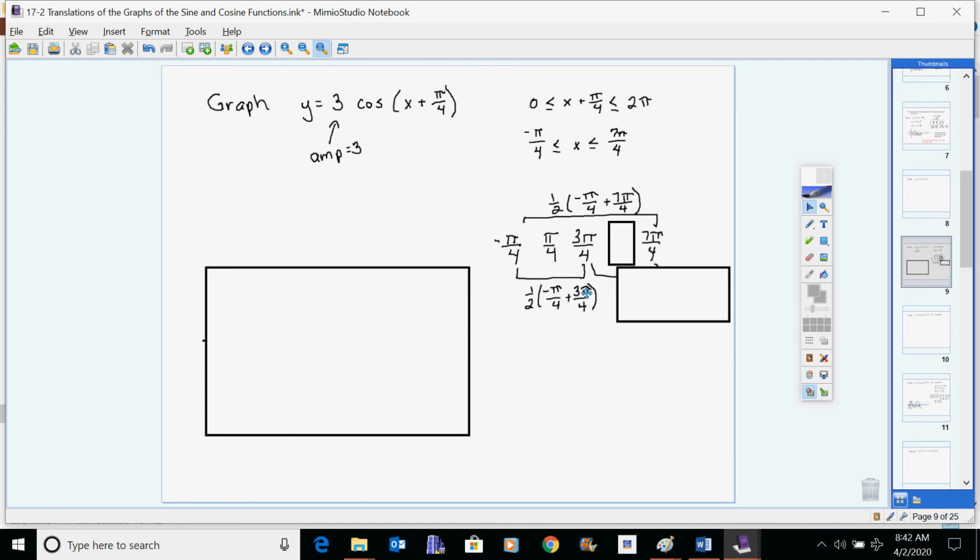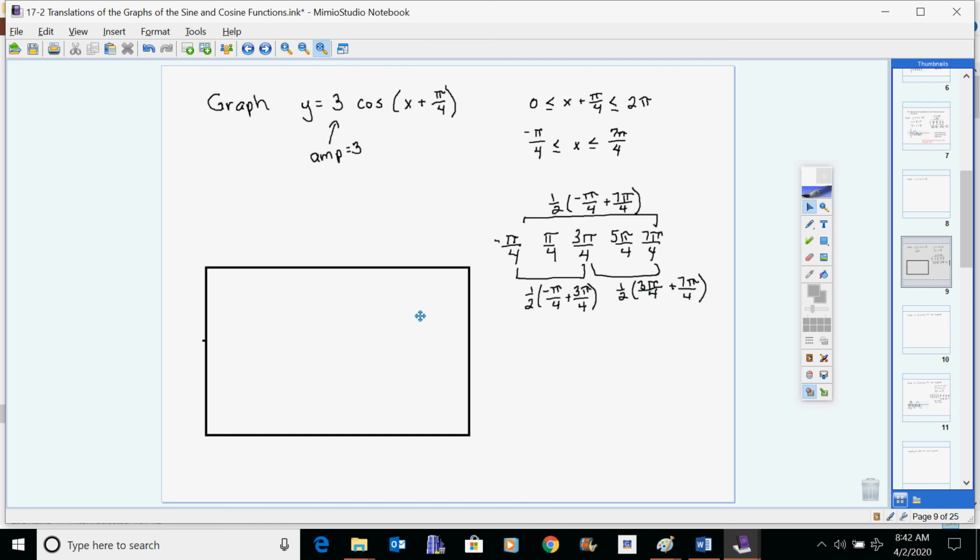So 2 pi over 4, the 2's will cancel and you'll end up with pi over 4. 3 pi over 4 plus 7 would be 10 pi over 4. Multiply that by a half and you end up with 5 pi over 4 after you reduce it. So we have these, our nice even gaps.